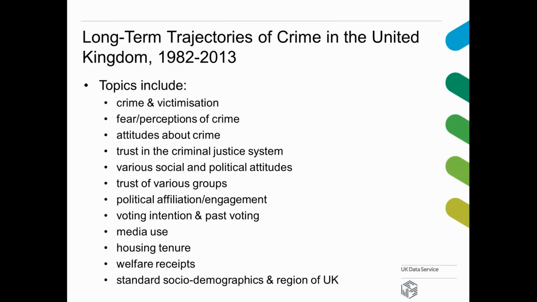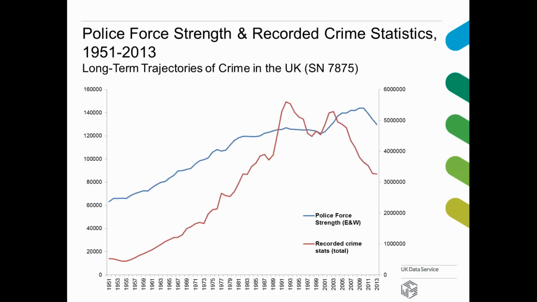So everything from social and political attitudes, any fear and perceptions people have of crime, housing tenure, all this sort of thing. But it also includes aggregate level data as well. So for example, you can have a look at the number of police officers in England and Wales, and you can have a look at recorded crime statistics, as you can just see on this basic graph now. So that's a really exciting new data set which, as I say, has been deposited fairly recently.